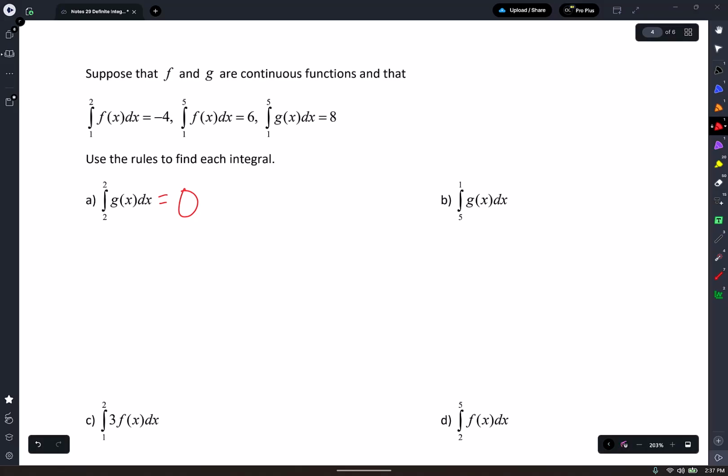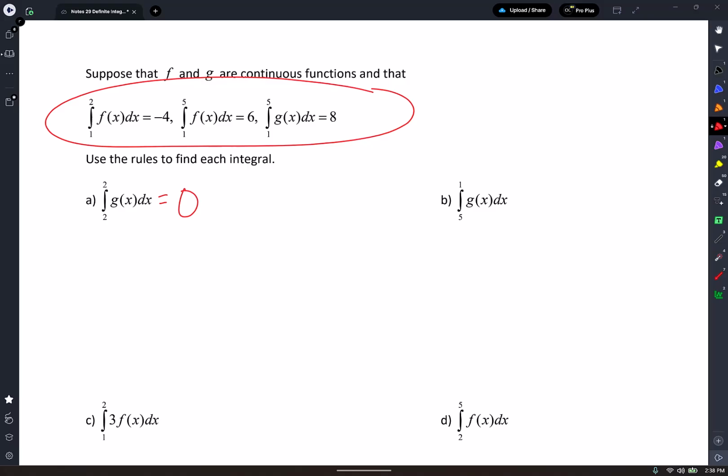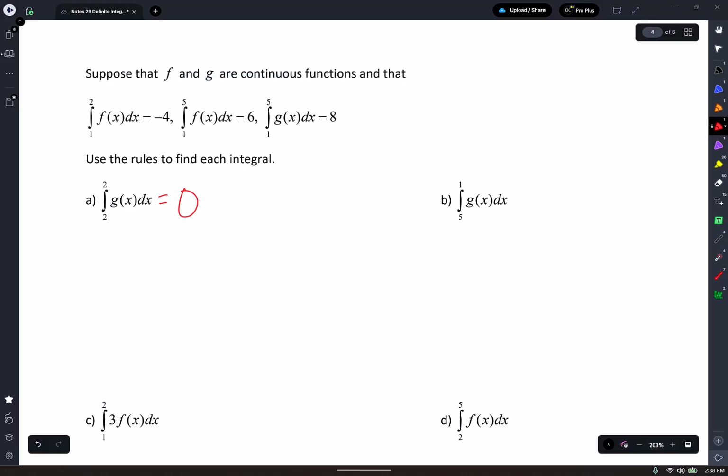Well, first of all, they don't even give us anything about 2 for g of x, but we know that I start at 2 and I stop at 2. So has it moved? Any function from 2 to 2 is going to be the same. It's going to be 0. Of course, we're talking about continuous functions to make it simple, but okay.